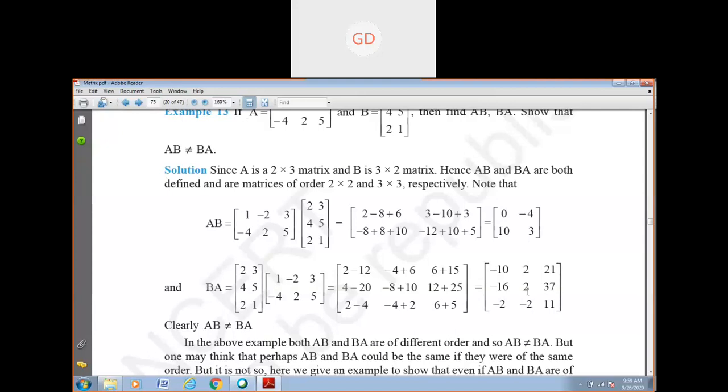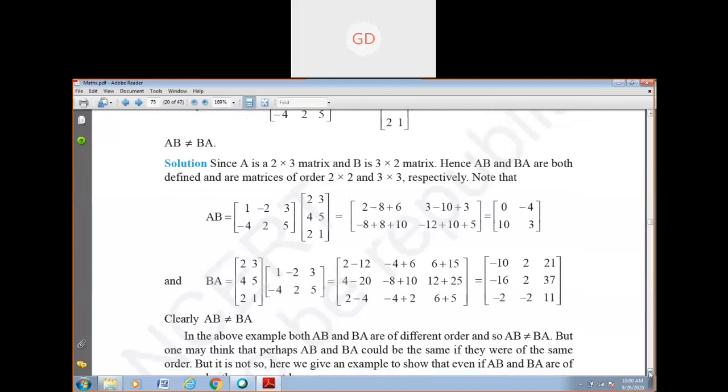Commutative in multiplication means if A into B equals B into A, that is called commutative. But it is not commutative in the case of matrices. AB holds and BA also holds, but the results are not equal. So A into B is this matrix, B into A is another matrix. So we cannot say AB is equal to BA.